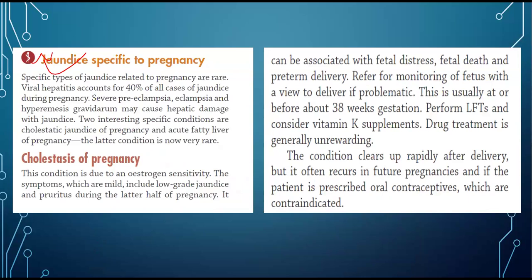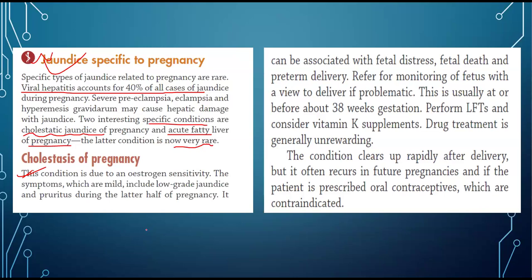Jaundice is specific to pregnancy. There is a condition called cholestasis of pregnancy that sometimes comes in exam, so we'll discuss that. If the question asks what is the most common cause of jaundice during pregnancy, that's viral hepatitis. In 40% of cases, that is the cause. Two specific conditions that cause jaundice in pregnancy are cholestatic jaundice and acute fatty liver. Acute fatty liver is very severe and very serious, but it's very rare as well. It doesn't come in exam.